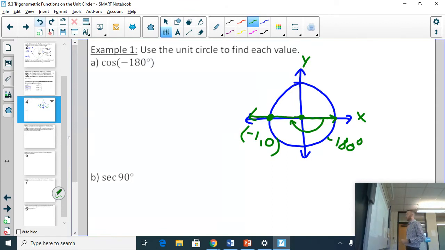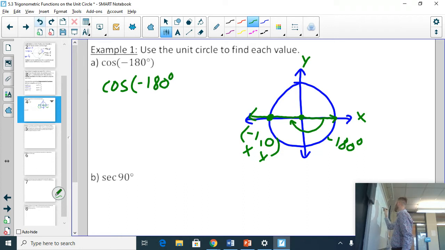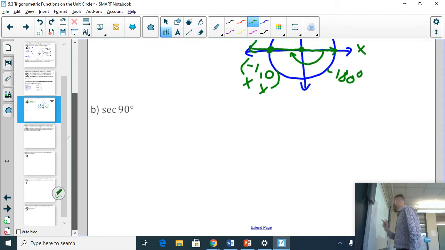And if that's our x and y, we know cosine of theta is x, right? Are we starting to see this now? If cosine of theta equals x, then cosine of negative 180 degrees should just be this x value, which equals negative 1. So that's how we would use the unit circle there.